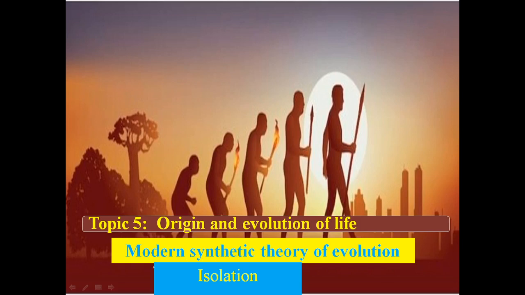Today we are going to continue the next part of the modern synthetic theory of evolution. We already saw the first two parts of the modern synthetic theory. In the first video we saw genetic variation and in the second video we saw natural selection. So let's continue with the third part of the modern synthetic theory, that is isolation.